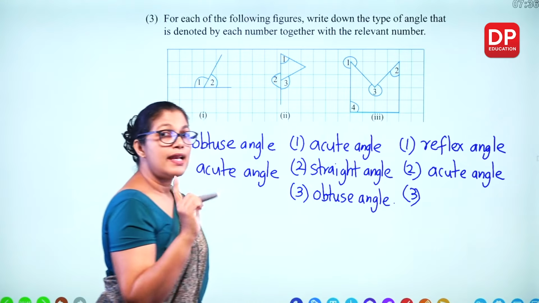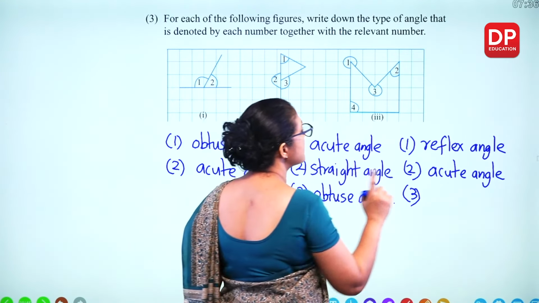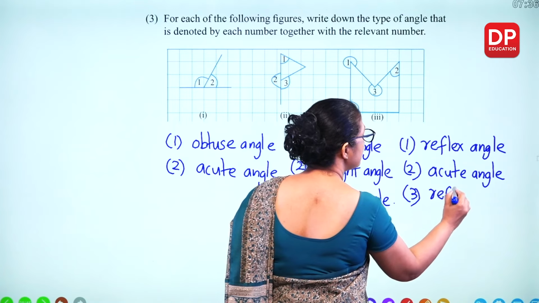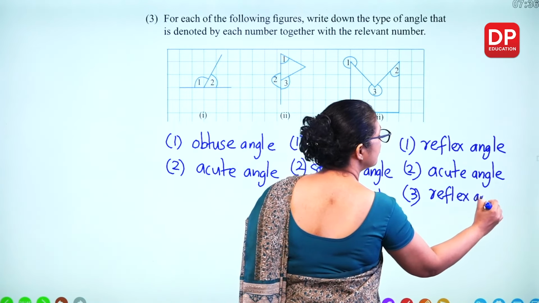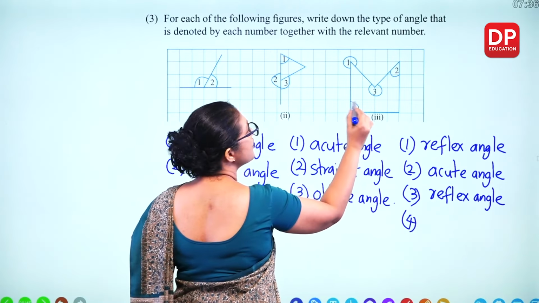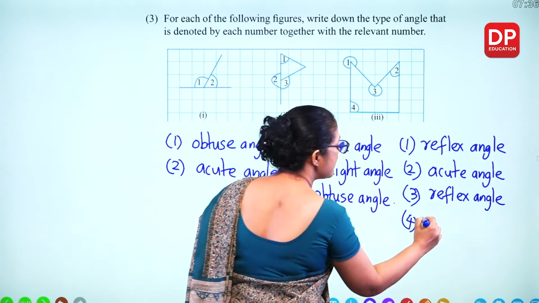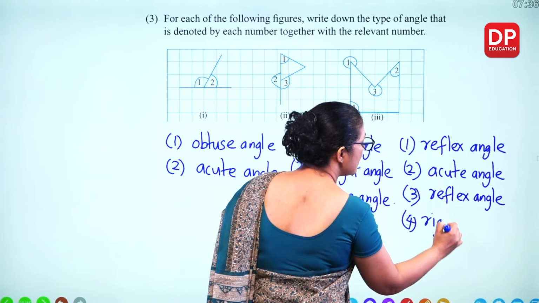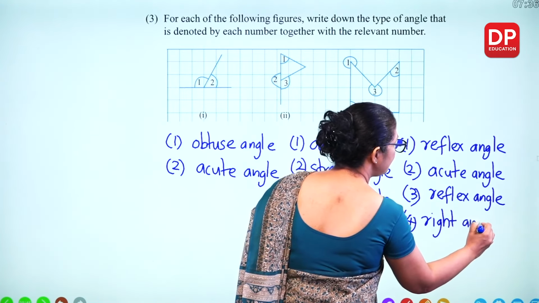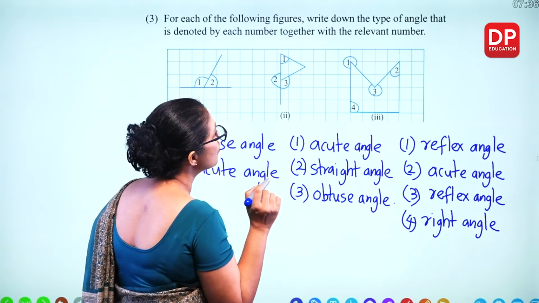3 is less than a full circle but more than 2 right angles. Reflex angle. 4th one, here the vertical line and the horizontal line, that's 90 degrees. So that's a right angle. So that's all.